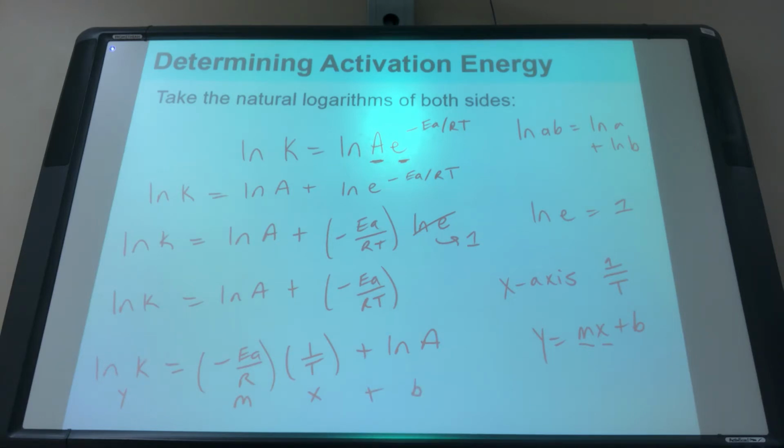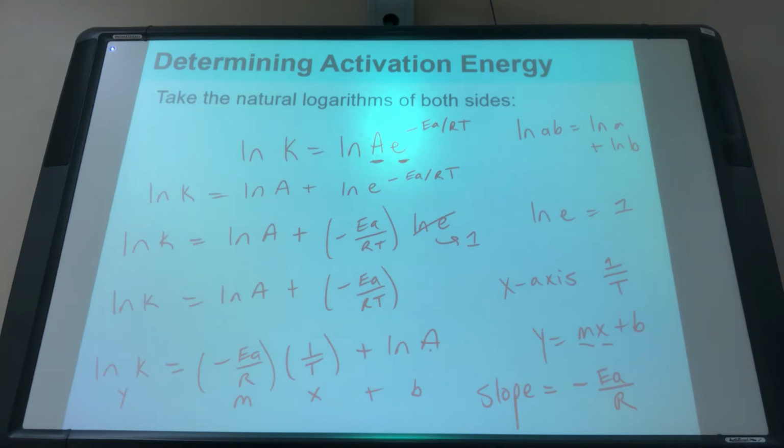So y is ln of k. My slope, this is the part that we really wanted to get from this, is equal to negative Ea over R. This is going to be really helpful. My x is 1 over T, and my b is ln of A.